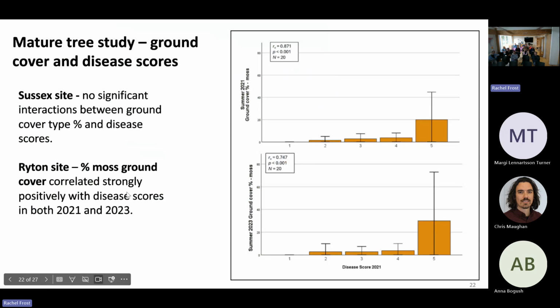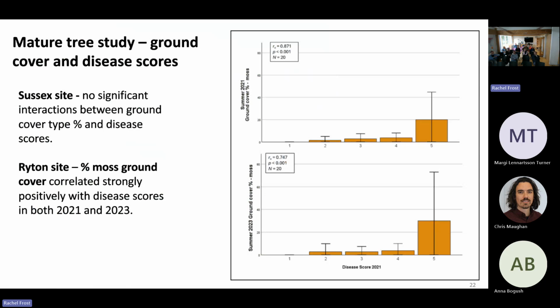So another interesting finding with regard to the ground cover, at the Sussex site, ground cover did not interact significantly with disease scores at all. Whereas here at Brighton, the percentage of moss cover, as moss cover under the trees increased, so did disease scores. So something is going on with moss ground cover and ash dieback.